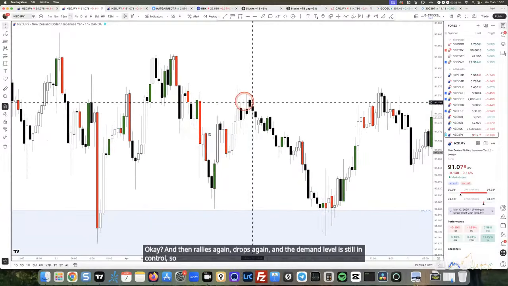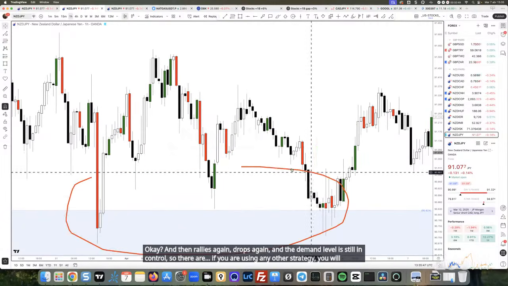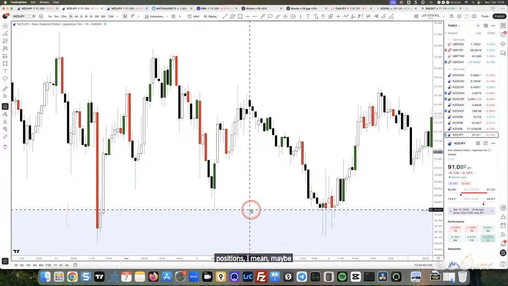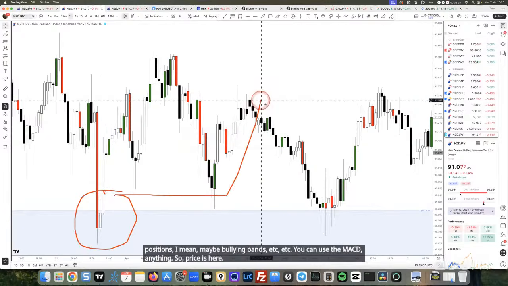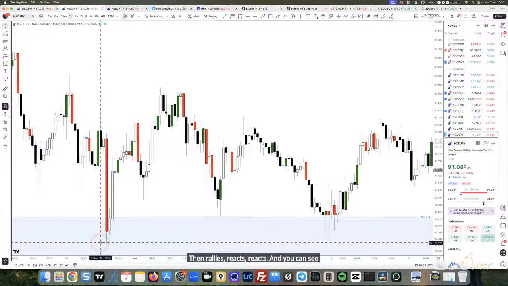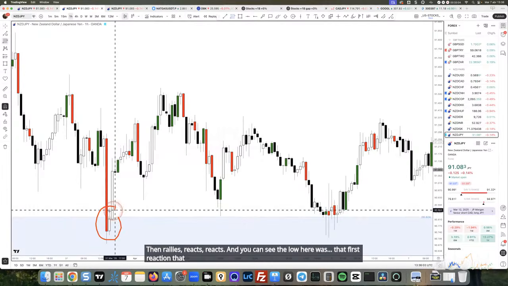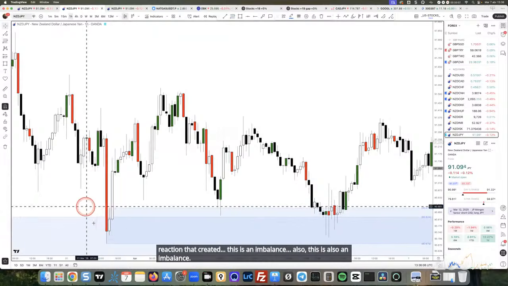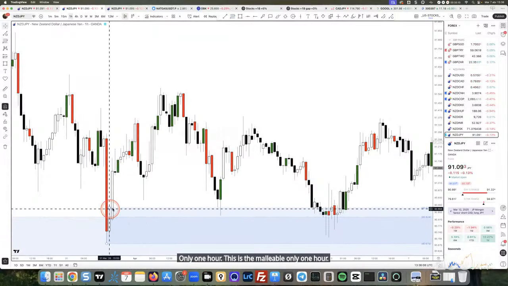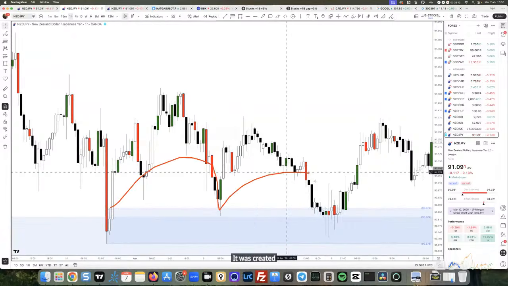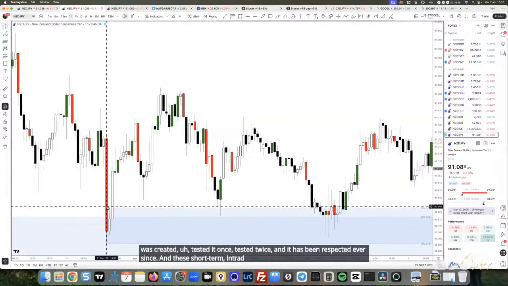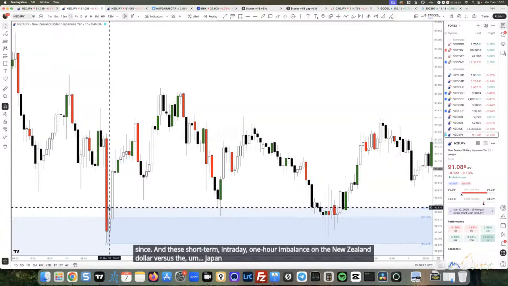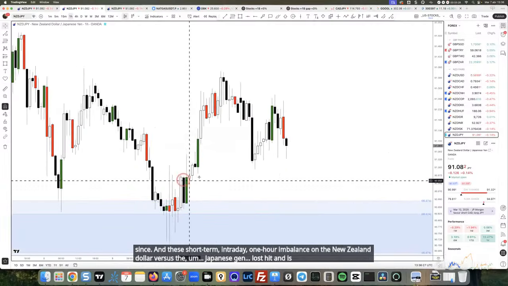If you are using any other strategy, maybe Bollinger Bands, you can use a MACD, anything, you will also have positions. So price is here, then rallies, reacts. And you can see the low here was that first reaction that created an imbalance. This is also an imbalance on the 1 hour. This demand level on the 1 hour was created and was tested once, tested twice, and it has been respected ever since. And this short-term intraday 1 hour imbalance on the New Zealand dollar versus the Japanese yen was hit and is being respected every single time, okay?